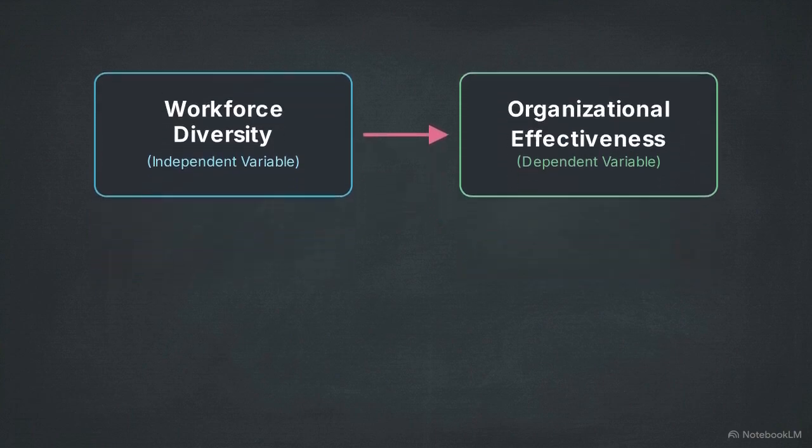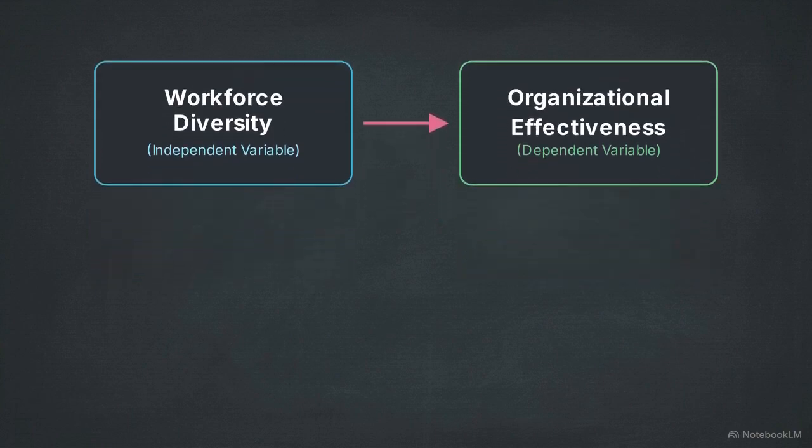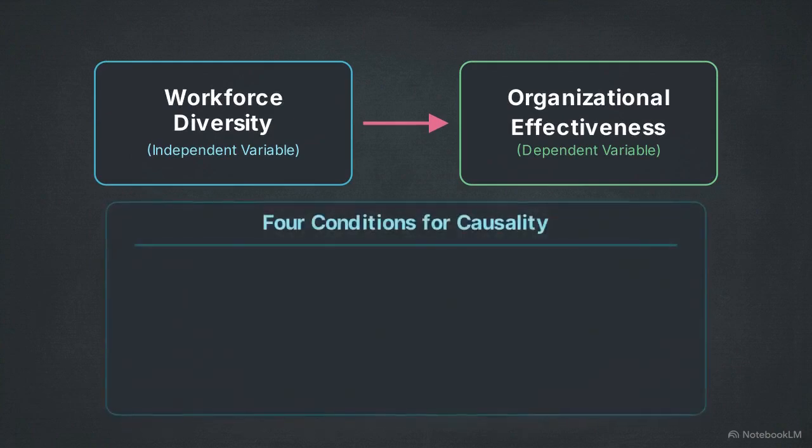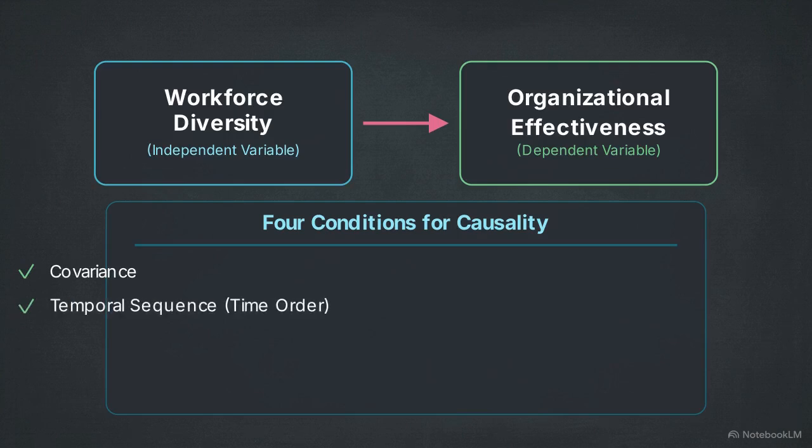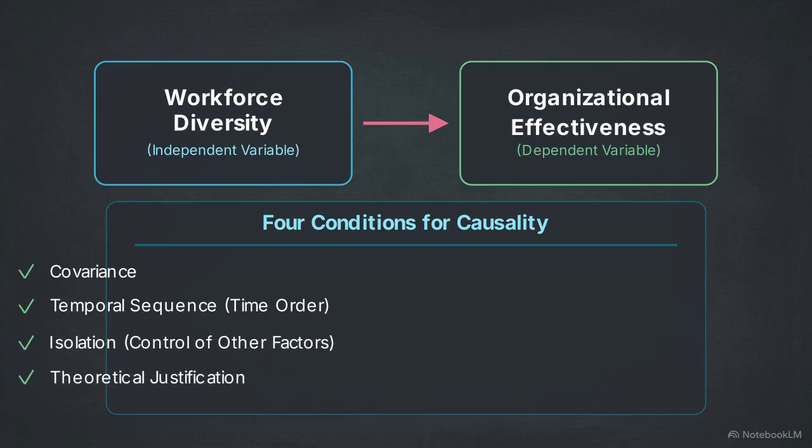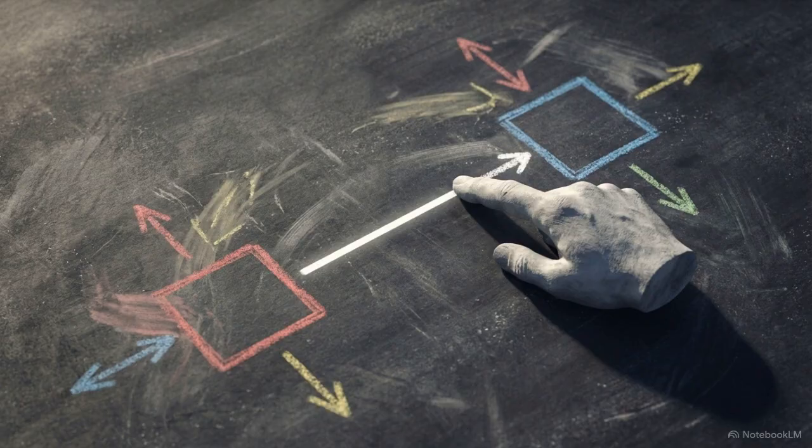To scientifically claim that this independent variable causes a change in the dependent variable, 4 strict conditions must be met. The 2 variables must covary. The independent variable must precede the dependent variable in time. Other possible factors must be controlled. And finally, there must be a logical theory explaining exactly why this effect occurs. Establishing this unidirectional, basic relationship is the absolute minimum requirement to begin causal research.